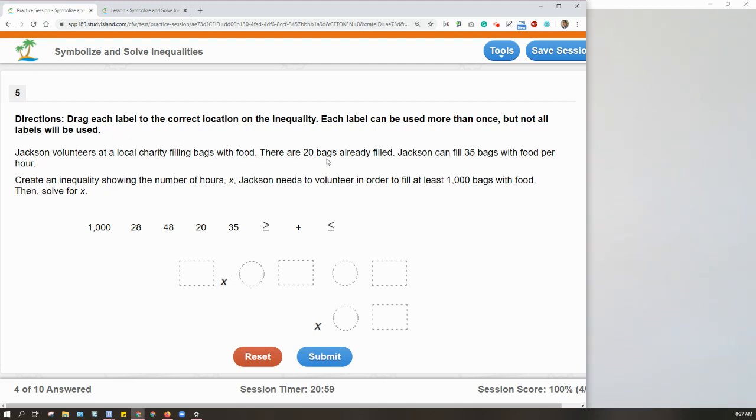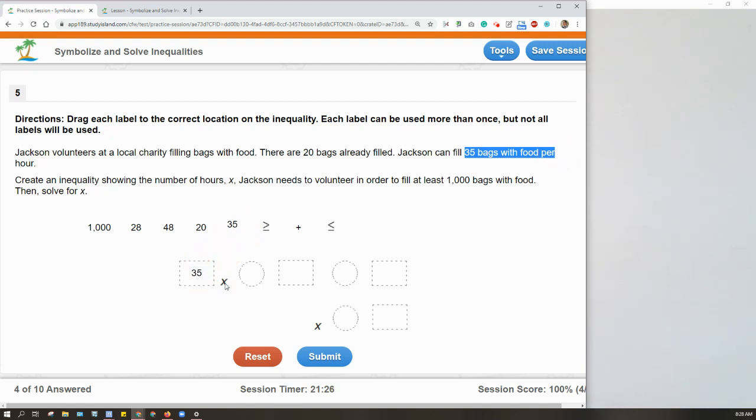So there's already 20 bags filled, and Jackson can fill 35 bags per hour. He needs to fill at least 1,000, and every hour is X. So this has the X in it already. What are we multiplying by X? We have to put in this box the number we multiply by X. X is the number of hours. Jackson fills 35 bags per hour. There's the per hour. So we're going to do 35 bags times the number of hours.